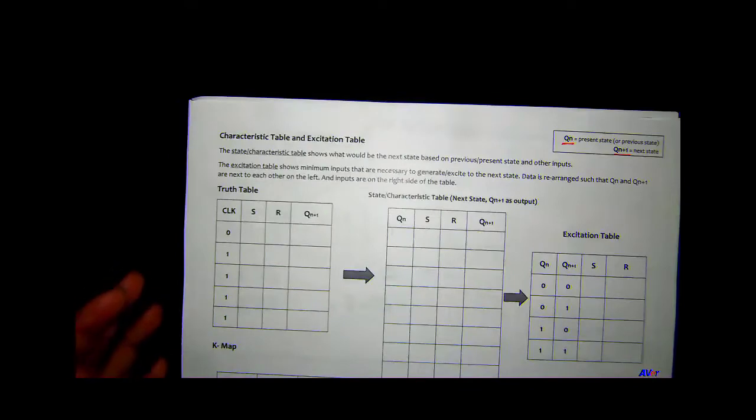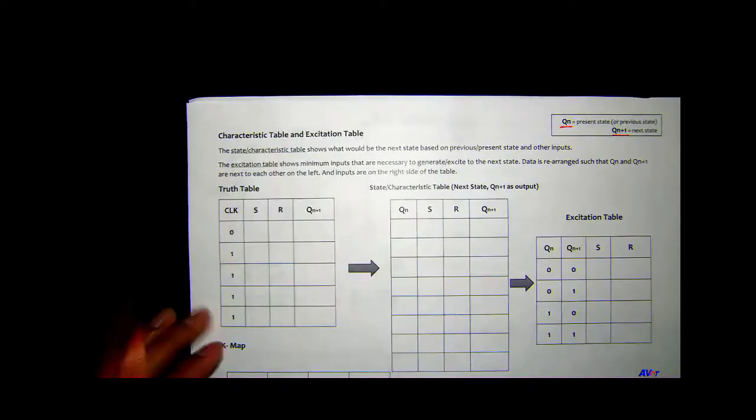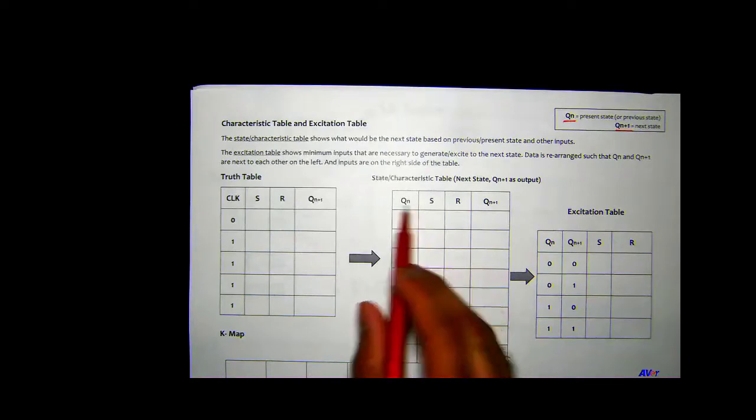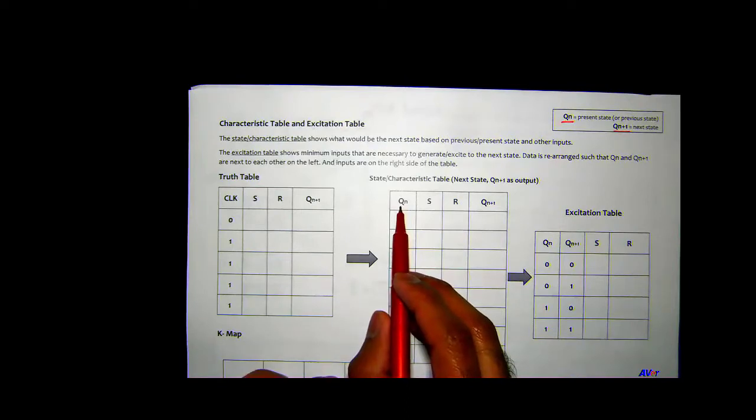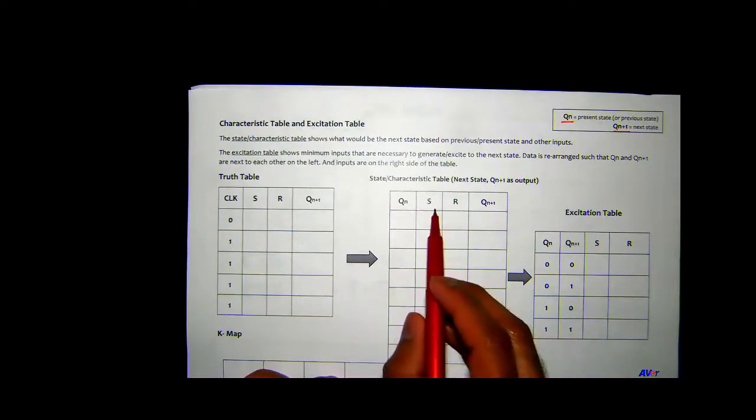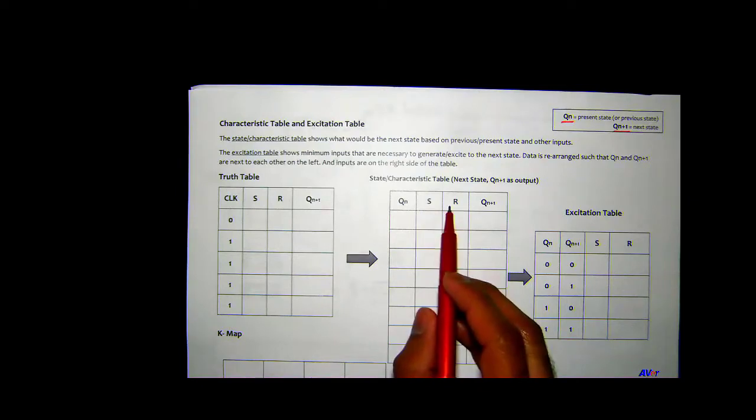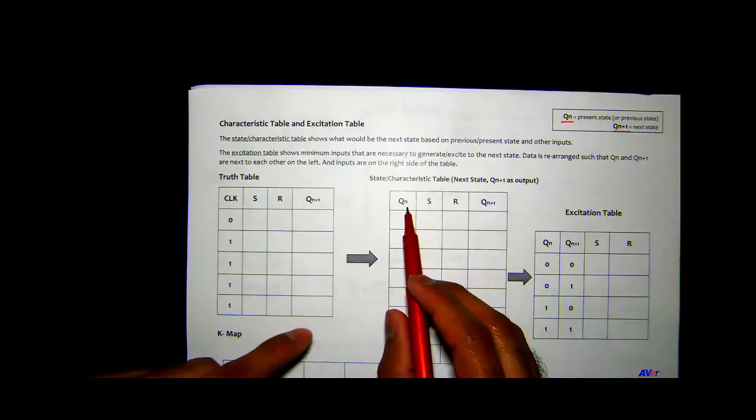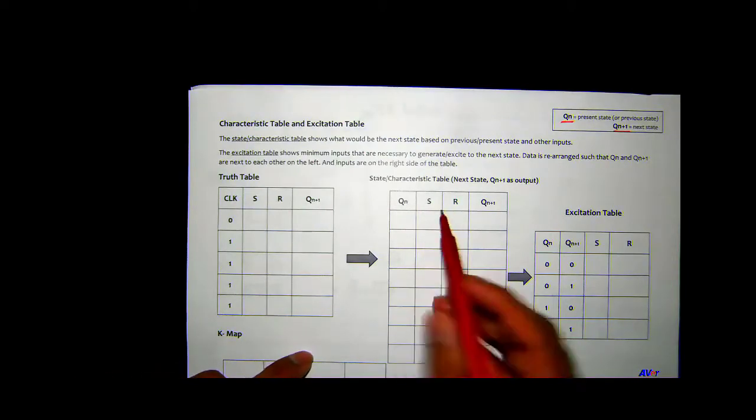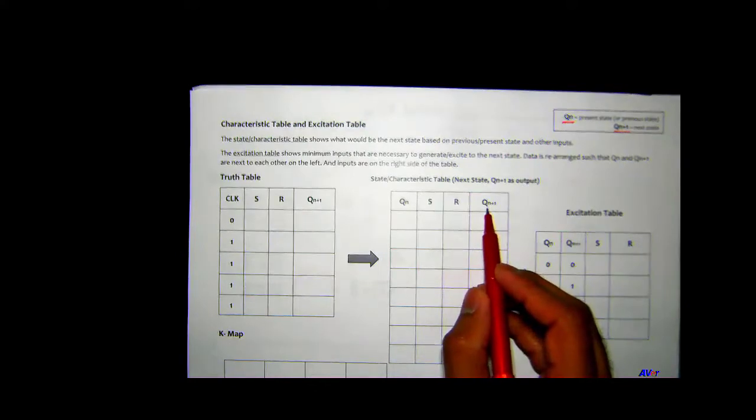Okay, there are two kinds of tables that we are going to do. One is the state table, also known as a characteristic table. This table shows what would be the next state based on the present state and the other inputs. If you look at it over here, this is your state characteristic table. In a state characteristic table, your inputs are going to be the present state and the inputs also, which are S and R in this case, in an SR flip-flop. If you were doing a JK flip-flop, it would be present state Qn and J and K. And the output is the next state.